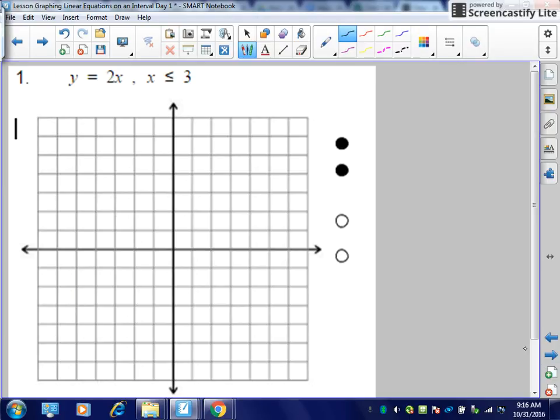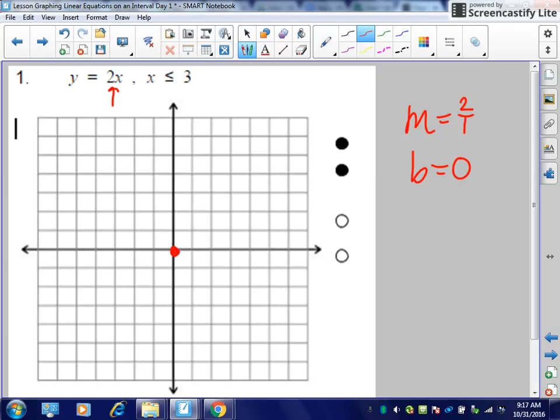Okay, so we're going to try to do this one right here. So this is example 1, and I want you to follow along with me. Okay, so this one, they want us to graph y equals 2x, but only when x is less than or equal to 3. Okay, so first of all, we always need to start off by figuring out what the slope is and what the y-intercept is, because the y-intercept is where we're going to begin. Now notice there's nothing being added or subtracted, so that means the y-intercept is 0, and this is the slope, but we need to make it a fraction so we know how much to run and to rise, and so we're going to make that 2 over 1.